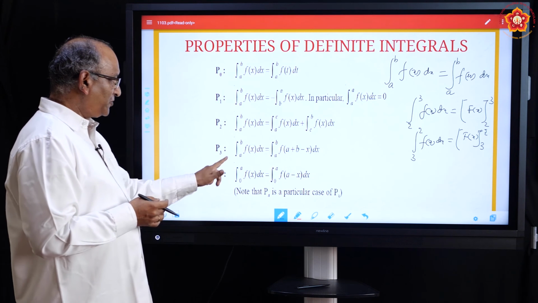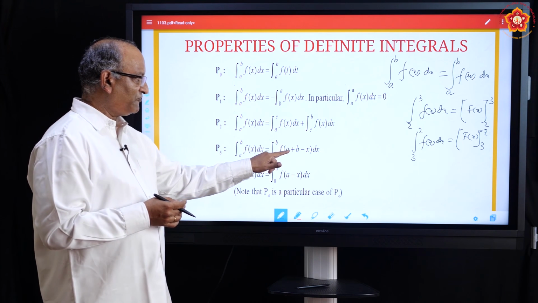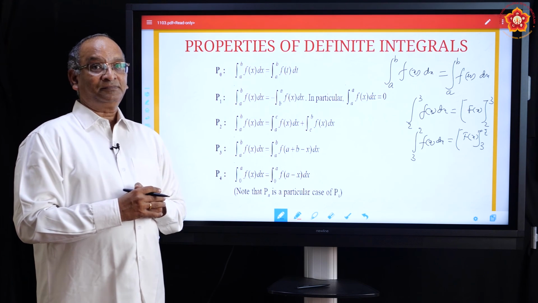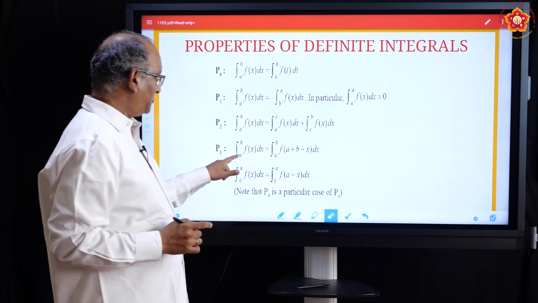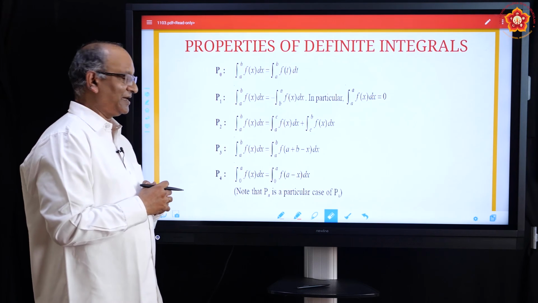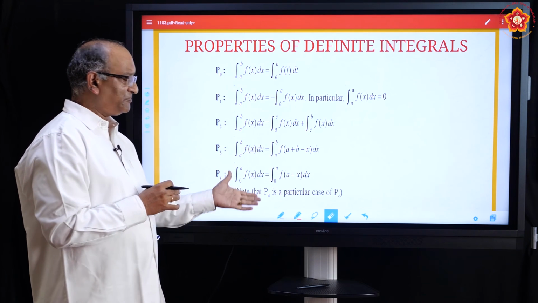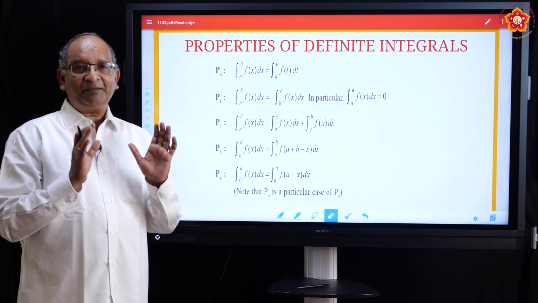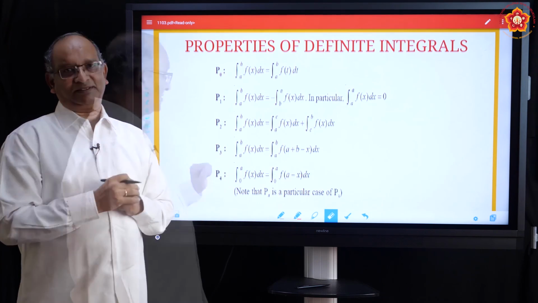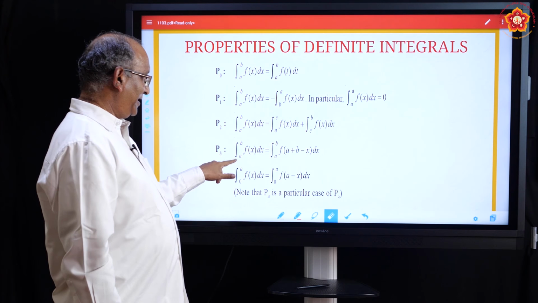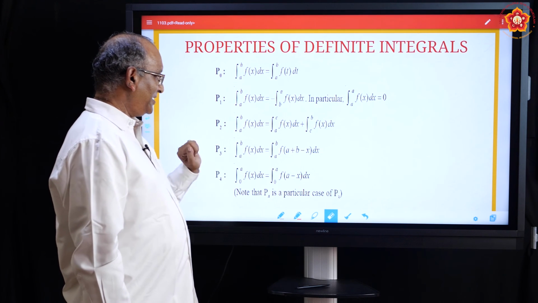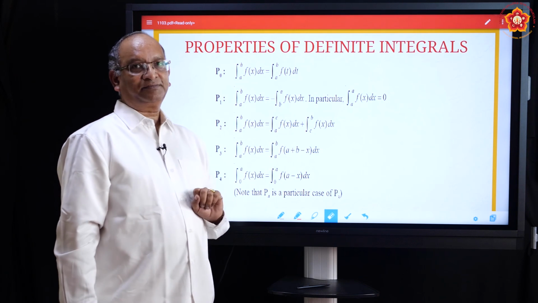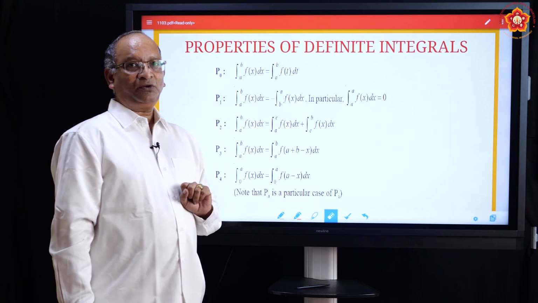Next, ∫ from a to b f(x) dx equals ∫ from a to b f(a+b−x) dx. How is it correct? Let us see how this property has come. Remember, all these properties can be proved by using the fundamental theorem of integral calculus. So look at this: ∫ from a to b f(x) dx equals ∫ from a to b f(lower limit plus upper limit minus x) dx. You will know how both are equal.